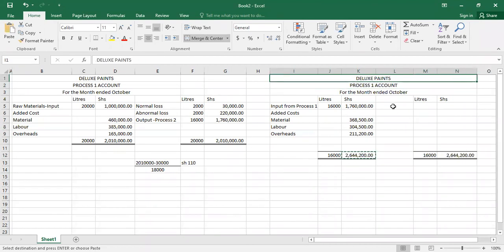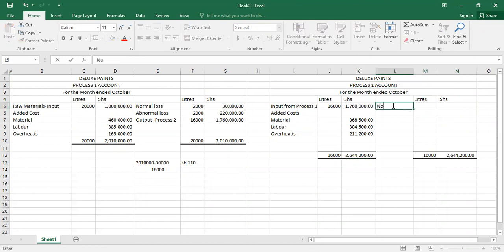So we follow suit. We need the figure for normal loss. Have we been given normal loss? We've been given a percentage, right? We'll be coming to it. We have the abnormal loss. You first input the figure that you have. Of course, this is the elephant in the room.